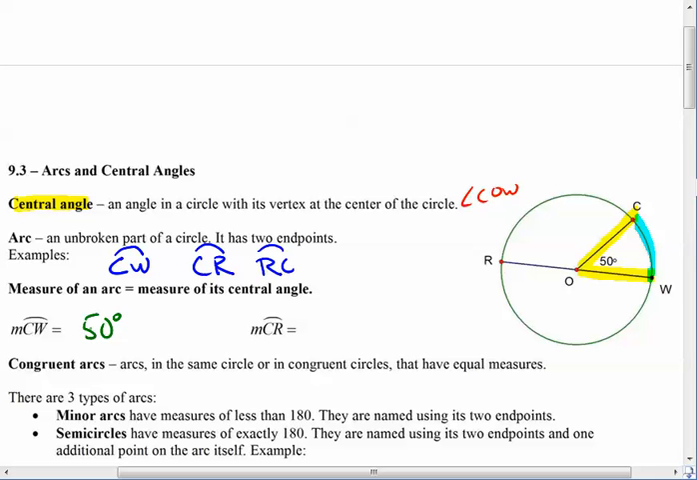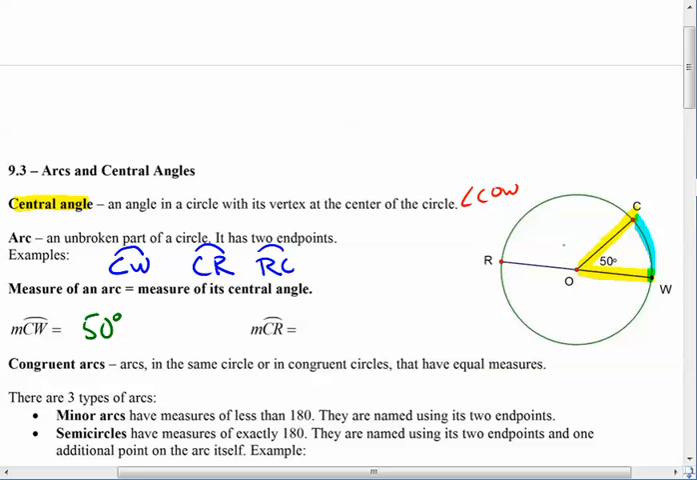Now, there is another way to talk about it. We can talk about it in units of length, perhaps. How many centimeters are in it? How many inches are in it? And that may have more meaning in certain situations. But using degrees can have some advantages as well. So I'll try and compare and contrast that for you throughout the chapter. So CW is 50 degrees.